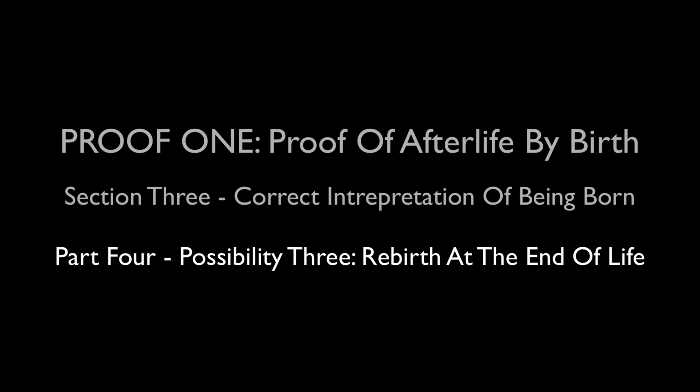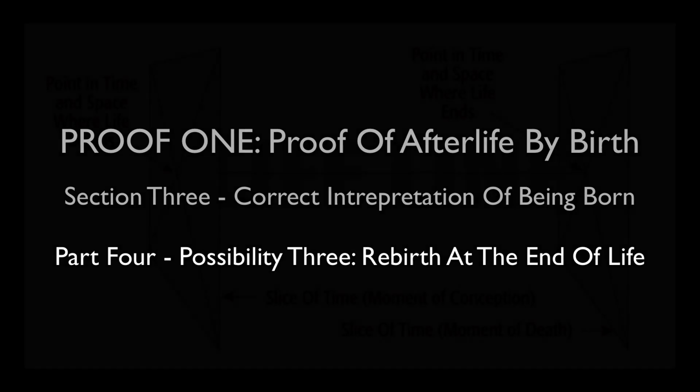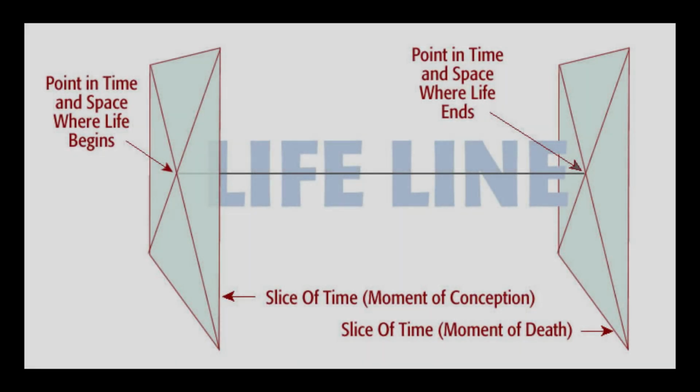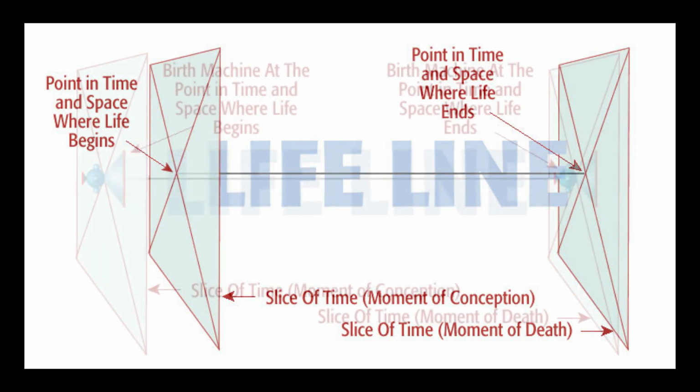Part 4. Possibility 3. Rebirth at the end of life. To understand what happens at the end of life, I want to look at life from the perspective of time. The diagram here shows how life begins at a specific moment in time and space and ends at a specific moment in time and space. The line from the point of birth to the point of death represents our journey of life through time and space.